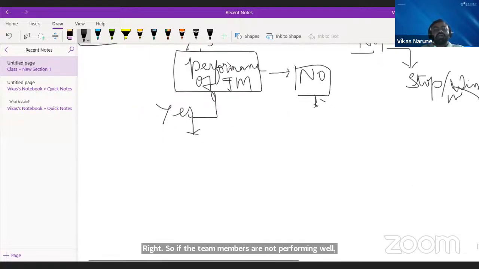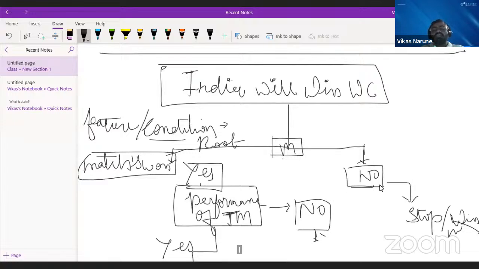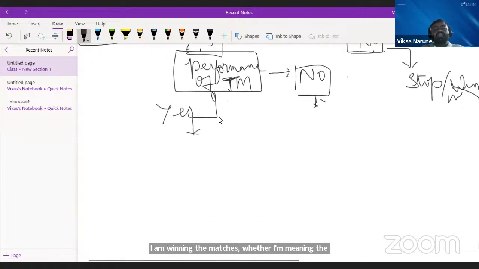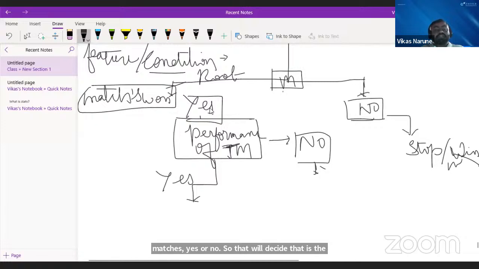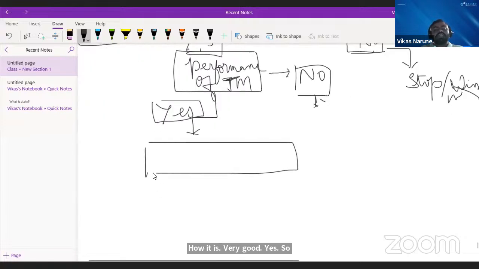Then if my team members are in good form, showing very good form, and I am winning the matches, whether I am winning the matches, yes or no, that will decide. That is the deciding factor first. Then I decide that yes, if my team members are winning the matches, then what next? Till now my players have played well, and whether all of them are performing well or not, the performance of the team members, how is it? Very good. Yes. So then, guys, what next can come in?